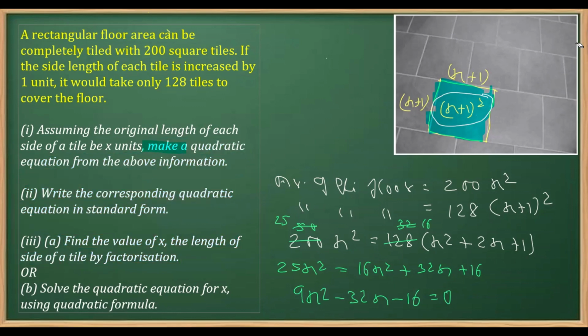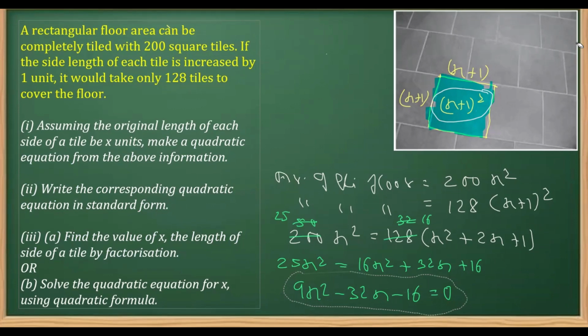In the first part, we have to make a quadratic equation of the above information. And the next is to write the corresponding equation in the standard form. We have done this in the standard form only. Later we have to find the value of x by the method of prime factorization. As you know, we have three methods of finding the solution of a quadratic equation, but they are asking for the prime factorization method. So we'll be going by that method.